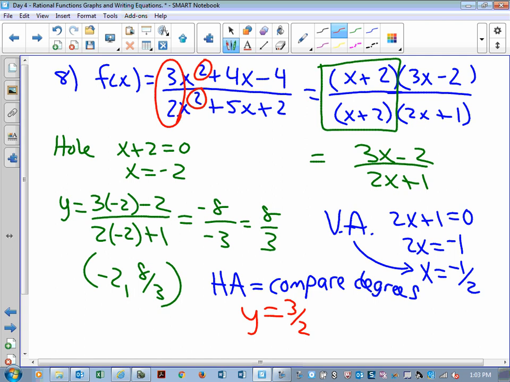If the degrees are equal, you have to break the tie, and you do that by using your leading coefficients. If they're not equal, we'll get there. I promise we will get there. Just hold that thought.